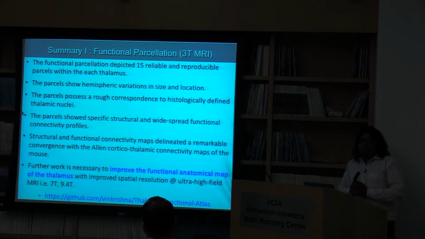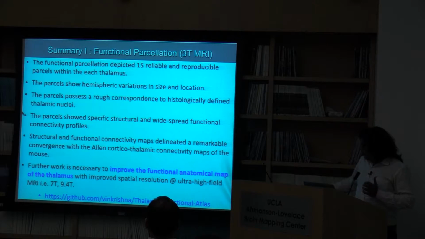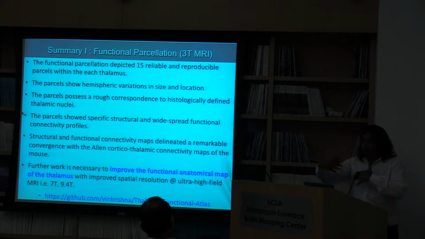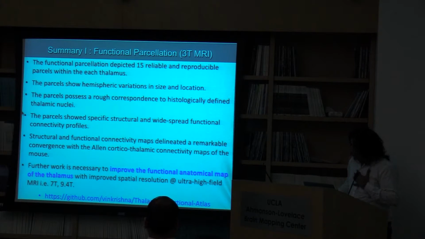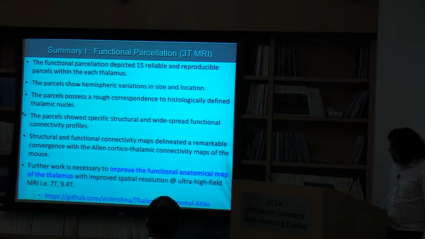And whoever is interested in using this functional parcellation, because it's really built on a lot of data, it is available publicly here, and one could apply these maps and investigate individual subjects' corresponding functional anatomy. And here I put one point: further work is necessary to improve the functional anatomy of the thalamus with improved spatial resolution at ultra high field MRI at 7T or 9.4T.